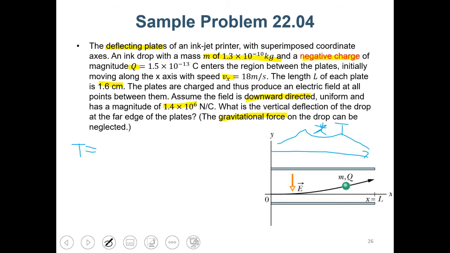T would be nothing but 1.6 centimeter, which is 0.016 meter, and then divide by vx. vx is the velocity, which means that S equals Vt. So this is Vx, and this is 8.89 times 10 to minus 4 second.